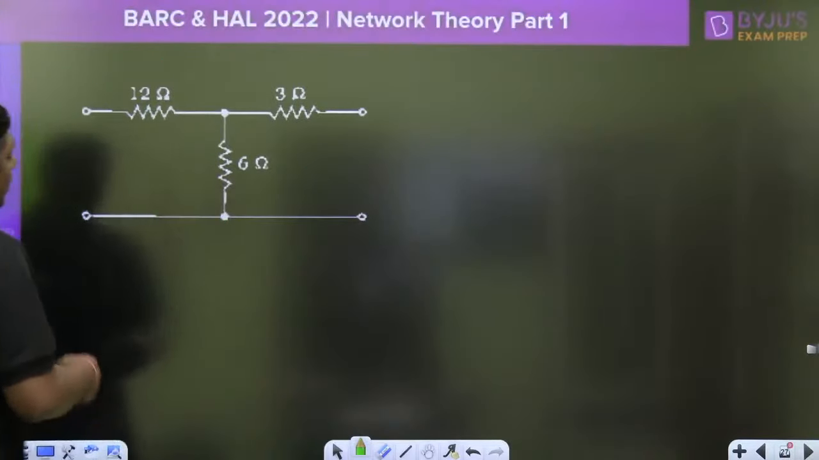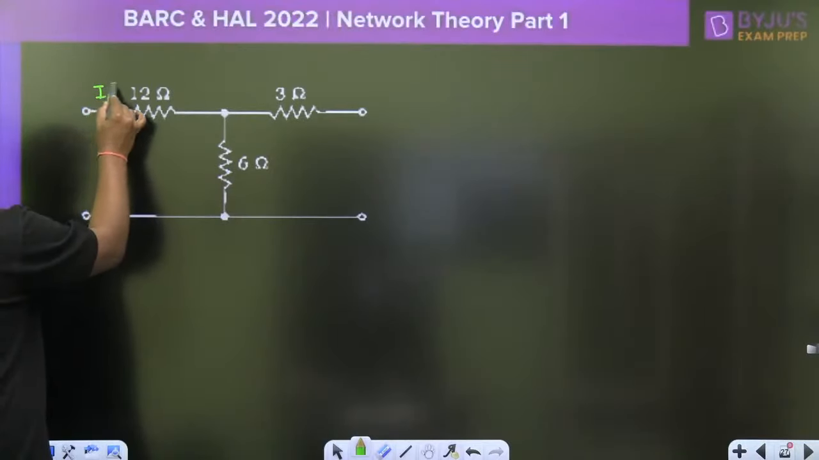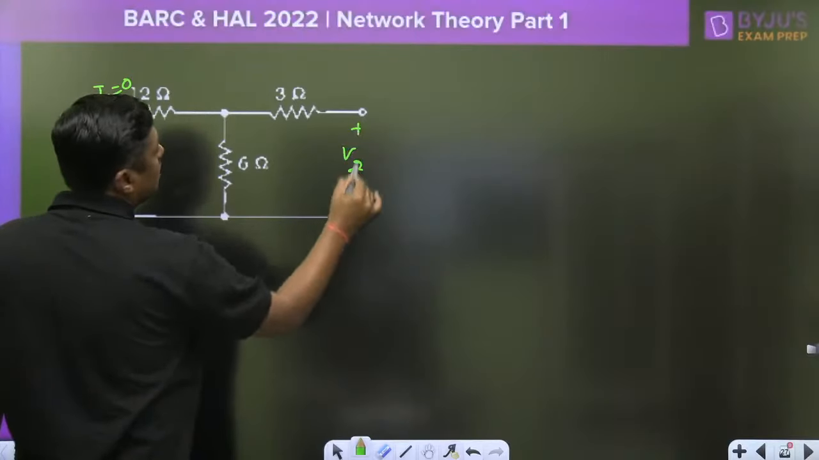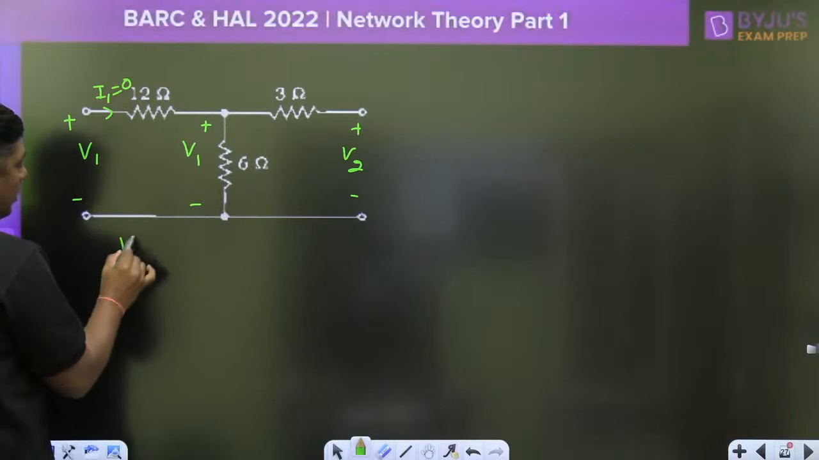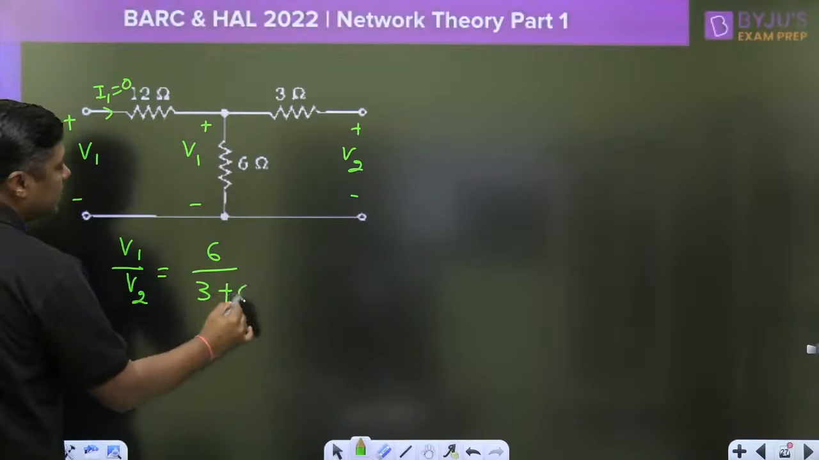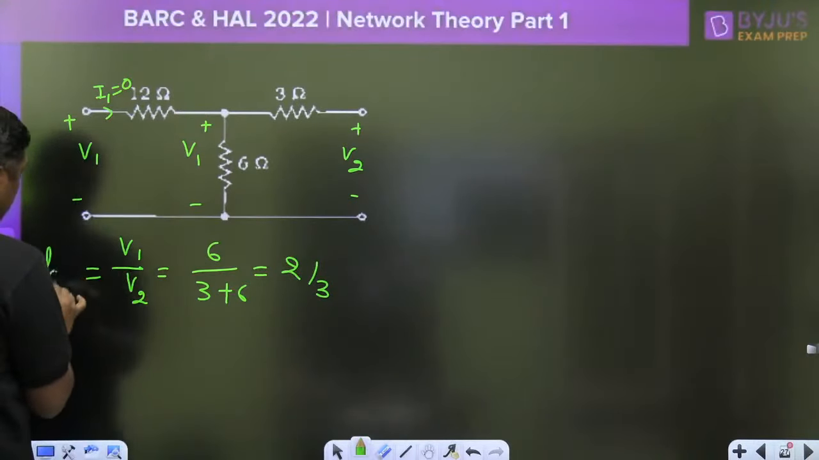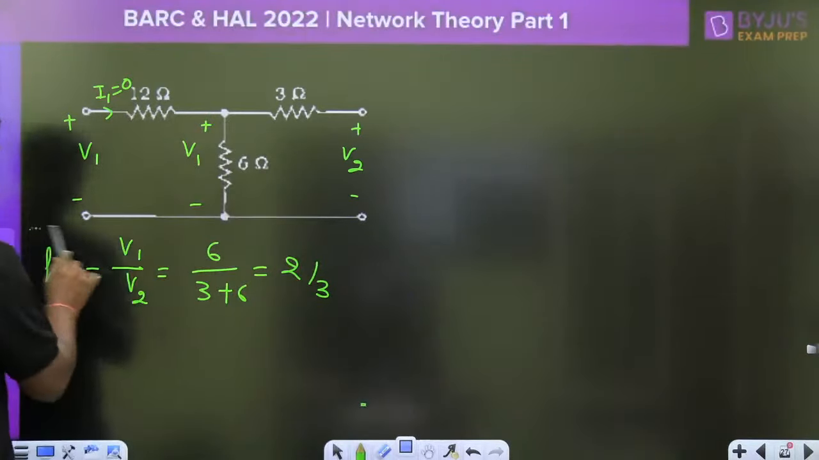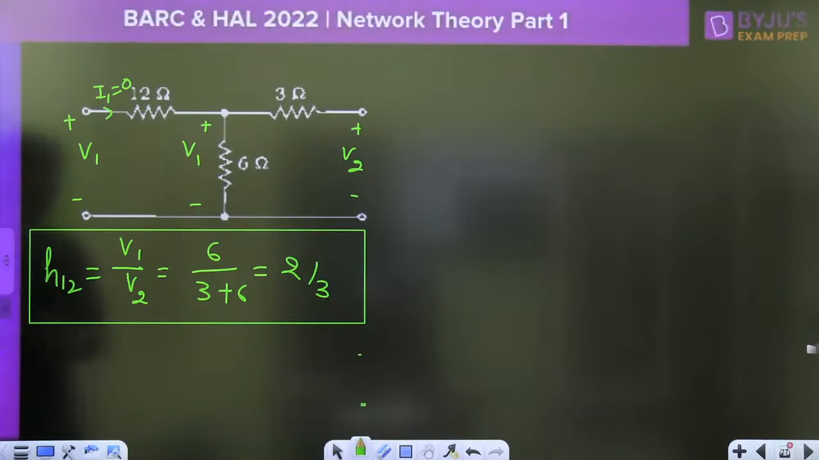Now, you can calculate this value H12 and so on. What is the condition for H12? I1 is equal to 0. This is V1, this is V2. So what is the voltage at this point? This is V1. According to the voltage divide rule, what is V1 by V2? 6 divided by 3 plus 6, that is 2 by 3. This is H12. We are simply using the voltage division rule here, and applying the condition that I1 should be equal to 0.